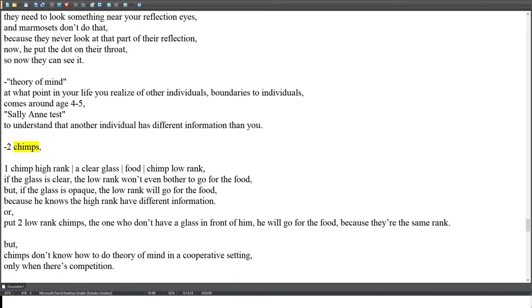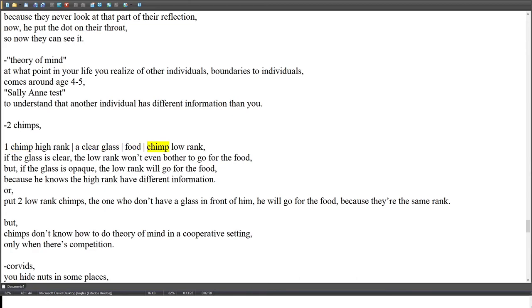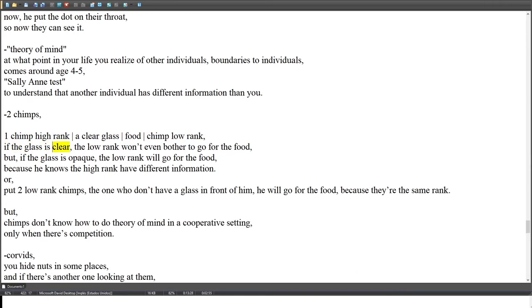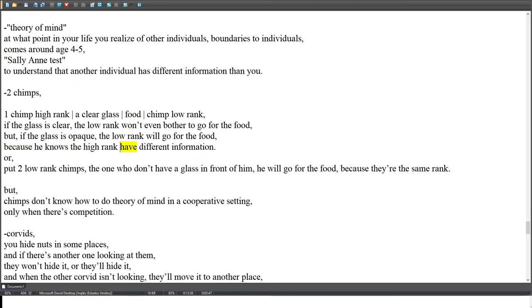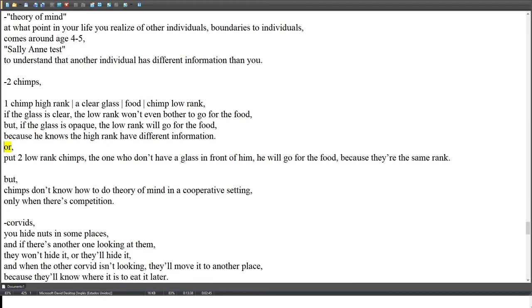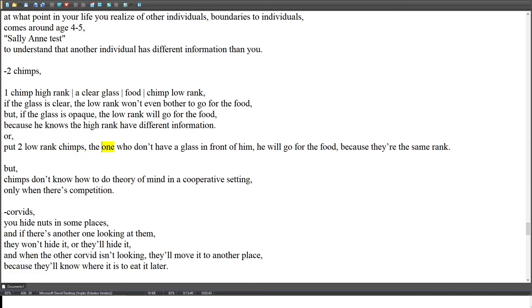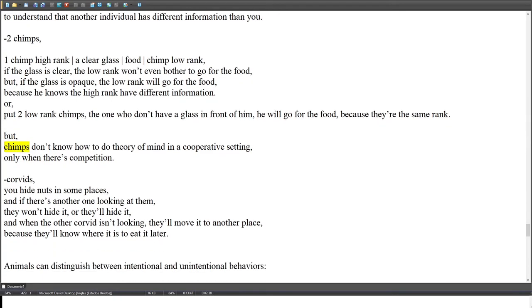Two chimps. One is a high-rank chimp with a clear glass in front of the food, and the other is a low-rank chimp. If the glass is clear, the low-rank chimp won't even bother to go for the food. But if the glass is opaque, the low-rank chimp will go for the food, because he knows the high-rank chimp has different information. Or put two low-rank chimps, and the one who doesn't have a glass in front of him will go for the food, because they're the same rank. But chimps don't do theory of mind in a cooperative setting.